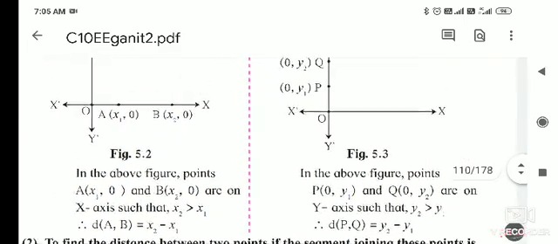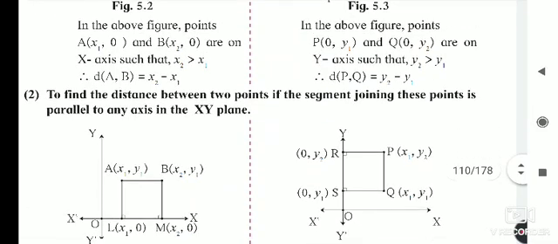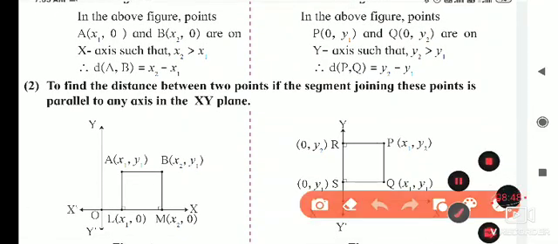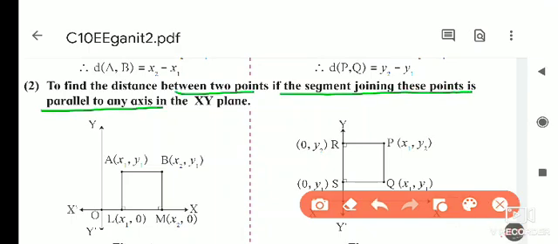So it's clear that when the numbers are located on the x-axis or y-axis, we have to do the same thing to find the distance between them, that is, bigger number minus smaller number, as we are finding it on the number line. Now the second one: to find the distance between the 2 points if the segment joining them is parallel to any axis in the xy plane.